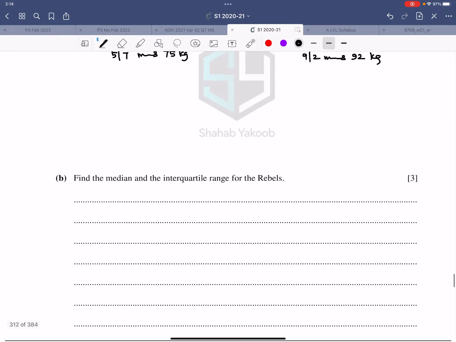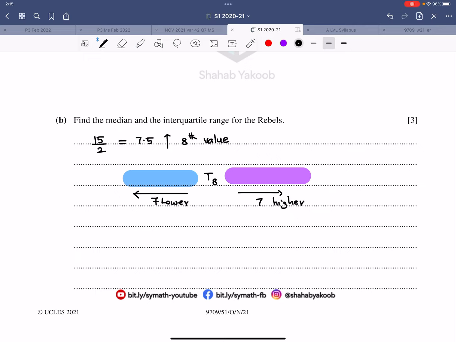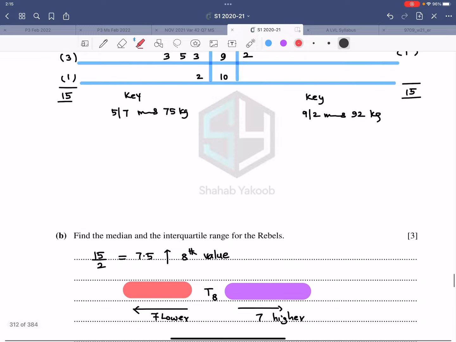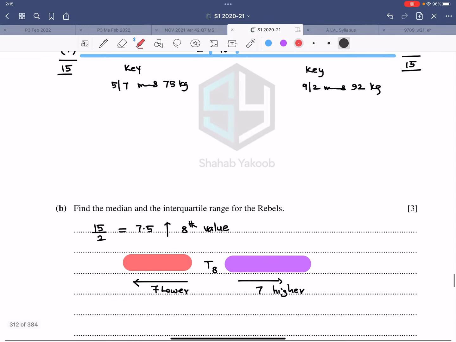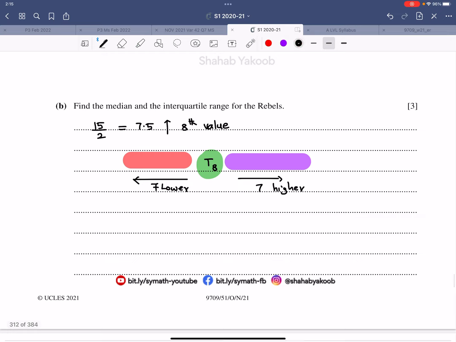So median, 15 divided by 2, that is 7.5, rounded up, that is the 8th value. Let me draw it comfortably. This is the 8th value. There are 7 lower values and 7 higher values. Now let me change the color from blue to orange. From the 7 lower values, first of all, mark the median. That's the 8th value, and the median, I'll mark it in green. So this is the median value. For the Rebels, it's 1, 2, 3, 4, 5, 6, 7, 8. So 84, 4/8 is 84. So Q2 is 84. That's the first thing.